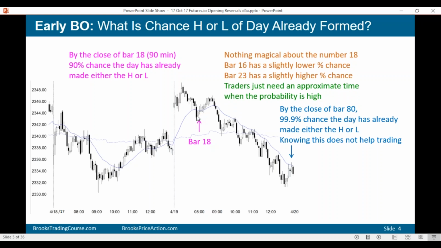There's nothing magical about bar 18. The more bars that you look at, the higher the probability that you've seen the high or low of the day. So bar 23, it's better than a 90% chance that you've seen the high or the low of the day if you get the breakout. Bar 16, it might be an 80% chance that if you break out of the 16 bar range, you've already seen the high or low of the day. But I like to use 18 because a 90% chance is very, very high. And I want to know, did I see the high or low of the day? So I pay a lot of attention to what happens around bar 18.